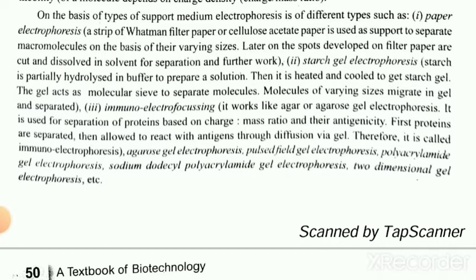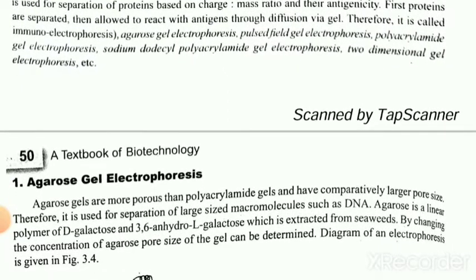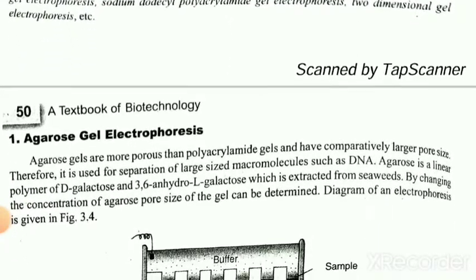3. Immunoelectrophoresis. It works like agar or agarose gel electrophoresis. It is used for separation of proteins based on charge-mass ratio and their antigenicity. First, proteins are separated, then allowed to react with antigens through diffusion via gel. Therefore, it is called immunoelectrophoresis. Other types include agarose gel electrophoresis, pulsed field gel electrophoresis, polyacrylamide gel electrophoresis, sodium dodecyl sulfate polyacrylamide gel electrophoresis, two-dimensional gel electrophoresis, etc.